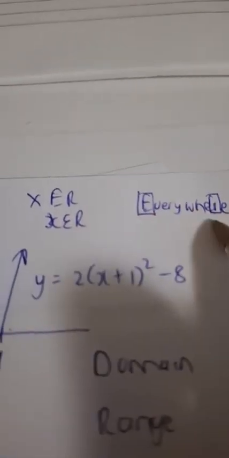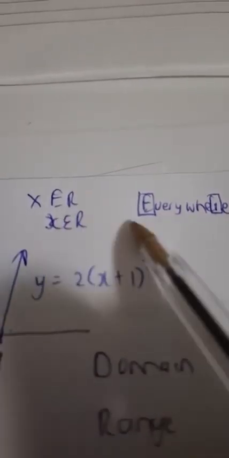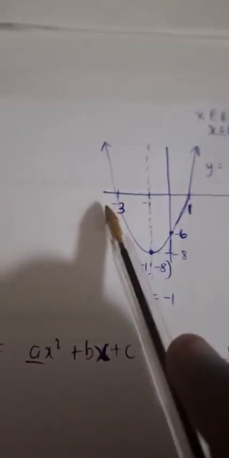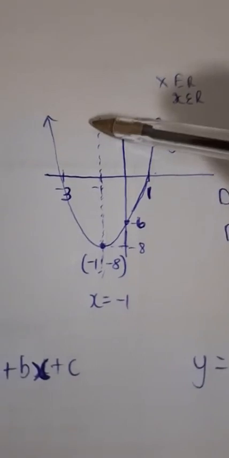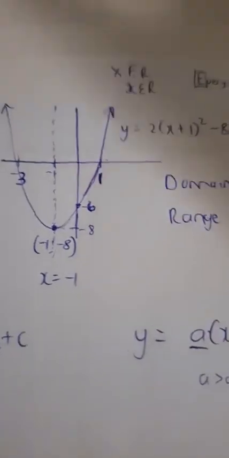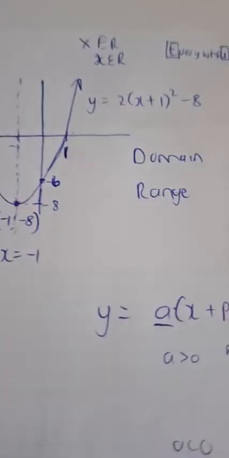You've got the E, you've got the R for everywhere. So x is an element of the real numbers because the function exists everywhere from left to right. The arrows are there, which denotes that there are no restrictions. Okay, so that would be our domain.